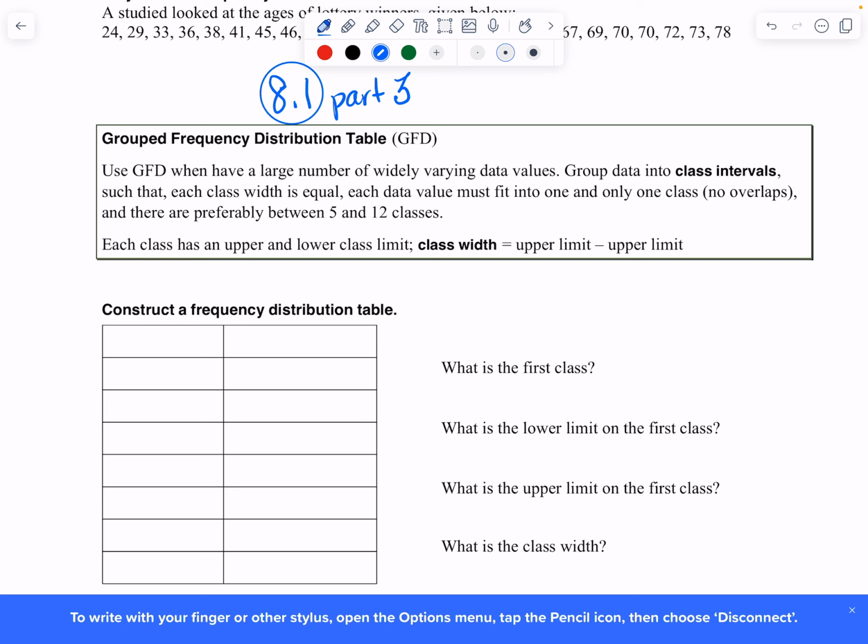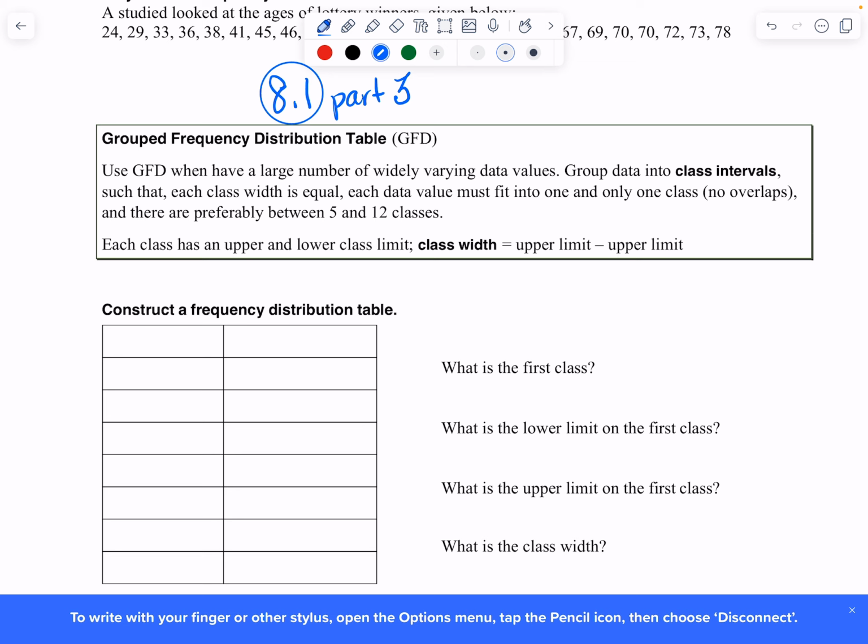So we're continuing on with frequency distribution tables, but this time around we're looking at grouped frequency distribution tables. A grouped frequency distribution table is used when we have a lot of people or a lot of things that we're looking at, and it might not be feasible or make sense to have one number at a time. So what they came up with is what's called grouped frequency distribution.